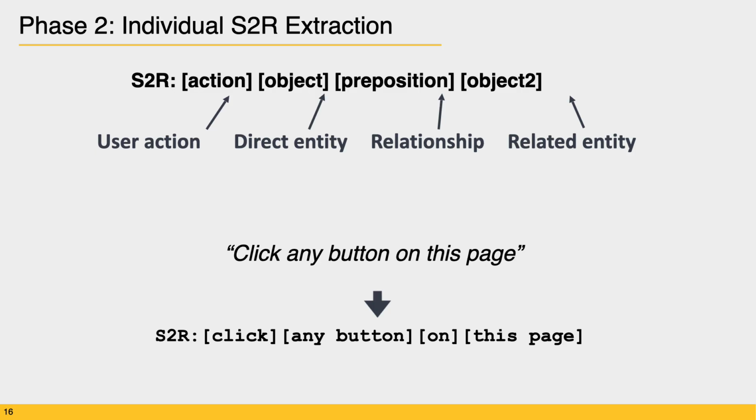For example, take the individual S2R: click any button on this page. The action is click. Any button is the direct entity, which is connected to another entity with a preposition, on.